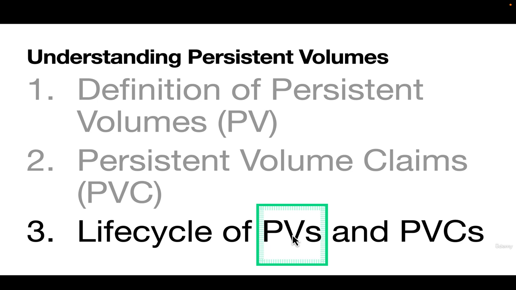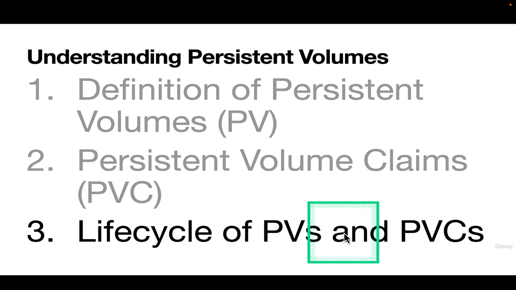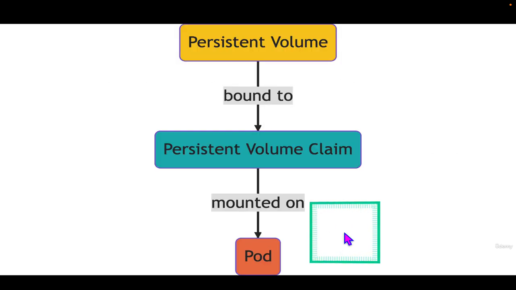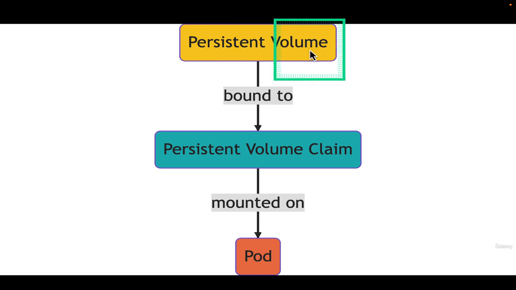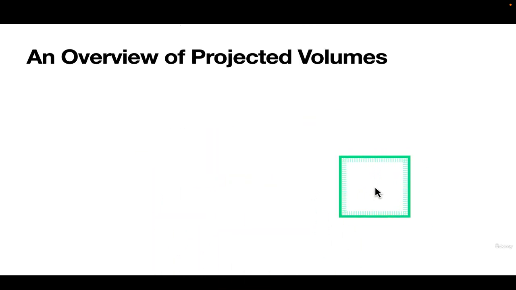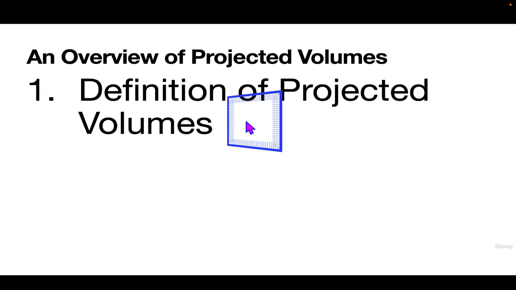So the lifecycle looks something like this. A user creates a PVC. The system binds a PV to the PVC. The user creates a pod using the PVC, and when done, the PVC is released and the PV can be reclaimed. So you have a persistent volume, which gets bound to a persistent volume claim, and the persistent volume claim gets mounted onto a pod.